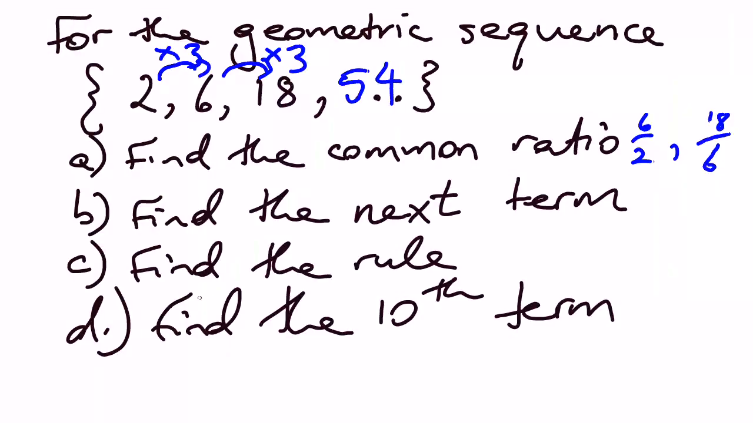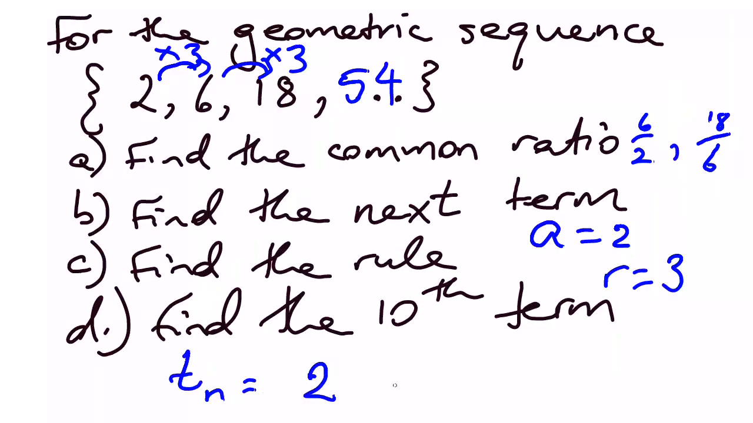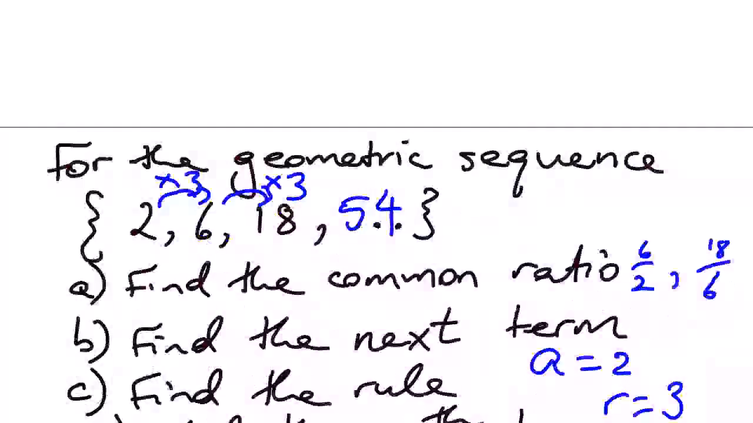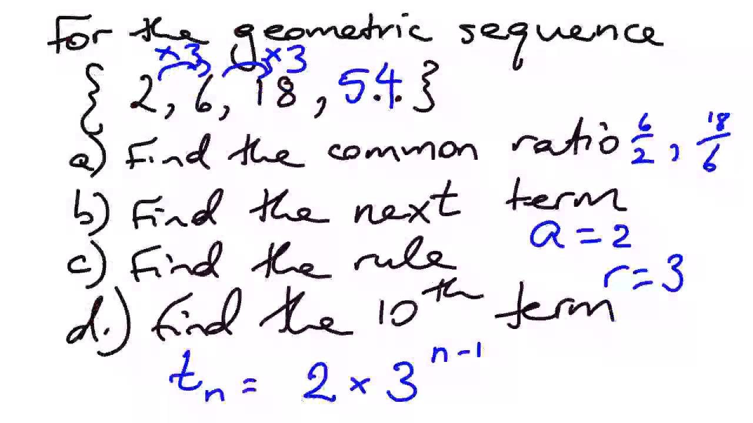And now find the rule. Okay, well I know A is 2. And I know R is 3. So my rule is simply going to be 2 times 3 to the power of n minus 1. That's my rule. Okay, go back to the previous slide. Tn is A, where A is the first term, times R, where R is the common ratio, to the power of n minus 1. I should have put little times in there to make it really clear. Okay, so it's 2 times 3 to the power of n minus 1.